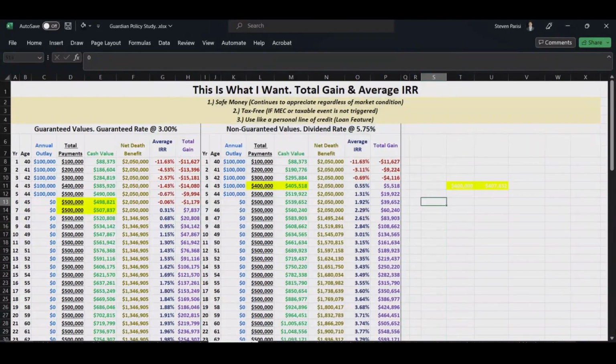Here we go. There's your break even year 4. Why I highlighted that: you're in the red up until that point. Total gain, for example, year 3, negative 4116. The reason why that's the case, look at the annual outlay, 3 years of 100K. Total payments, 300,000. Cash value, 295,884. If you subtract those two, you get this figure. So that's the loss right there.